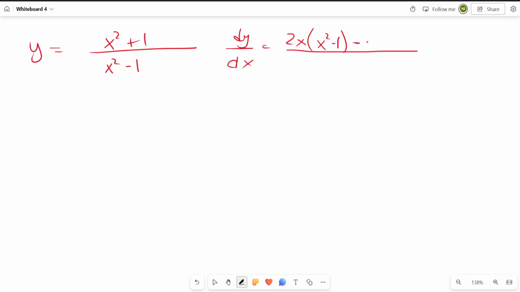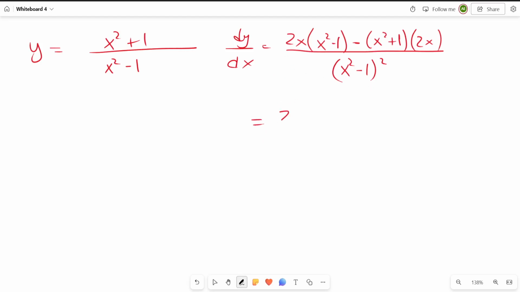and then subtracting the first function, multiplying the derivative of the second function, which is x squared minus 1, which is also 2x, and over g of x, which is x squared minus 1, all to the power of 2. So let's simplify.